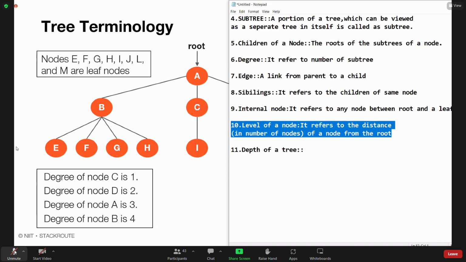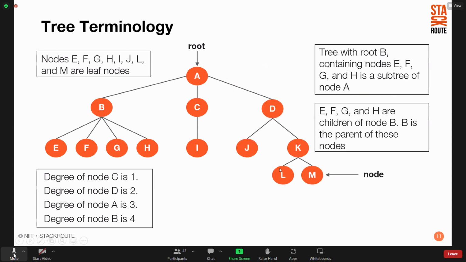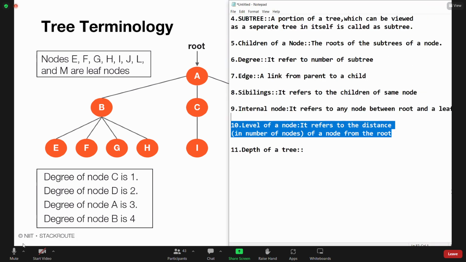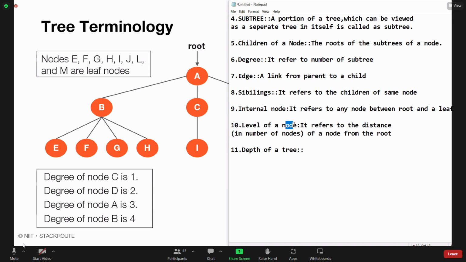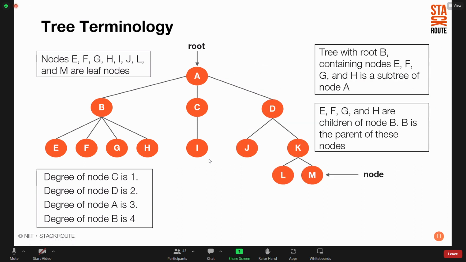So let's assume E. What is the level of E? The distance of the node from the root. Again, I'm repeating what I highlighted with the term: level is represented for a node, whereas depth is represented for the whole tree. And I would like to highlight one point.